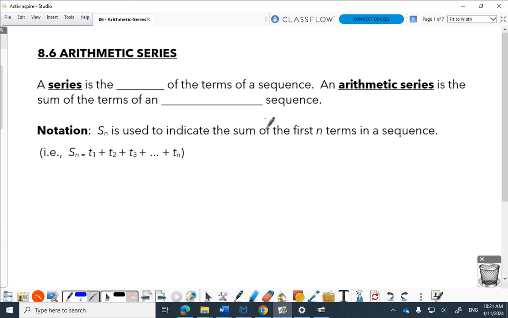Arithmetic series. What's a series? I mean, that's the biggest problem. When I say arithmetic, you might be like, okay, arithmetic, yeah? I hope you're like, I know basically what arithmetic is, but what does it mean when it says series instead of sequence? Is that the same thing? No. No, of course it's not.